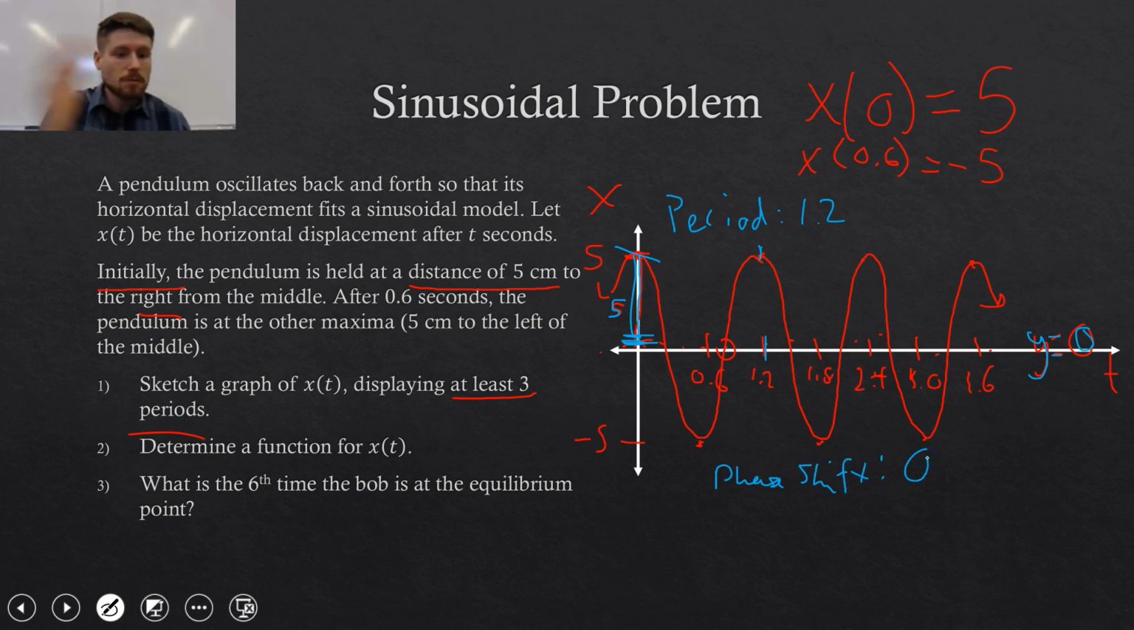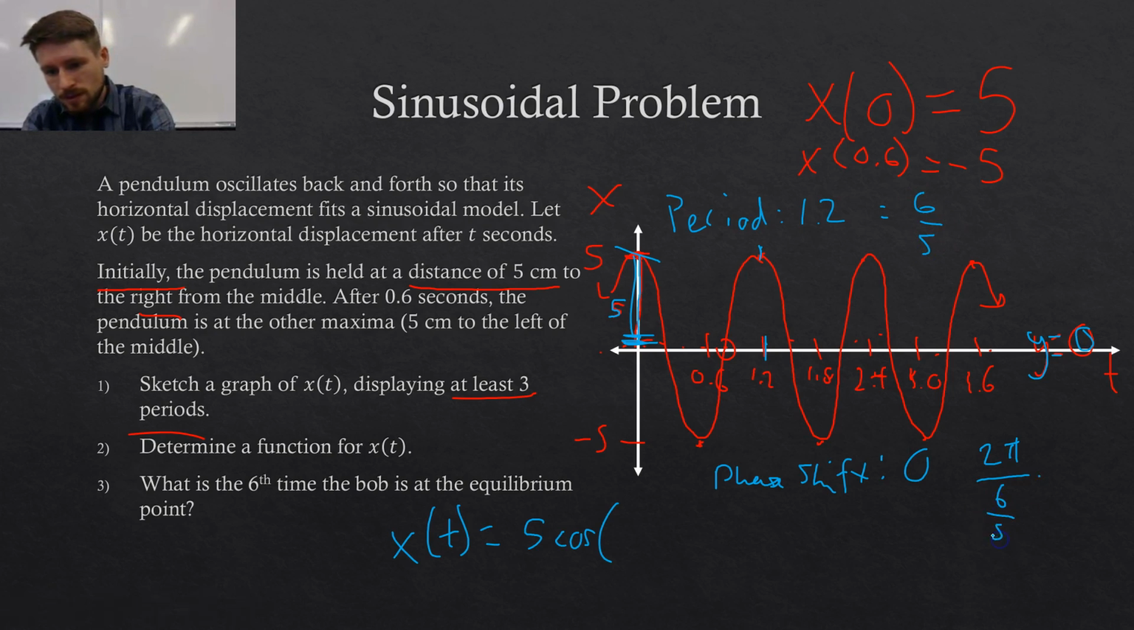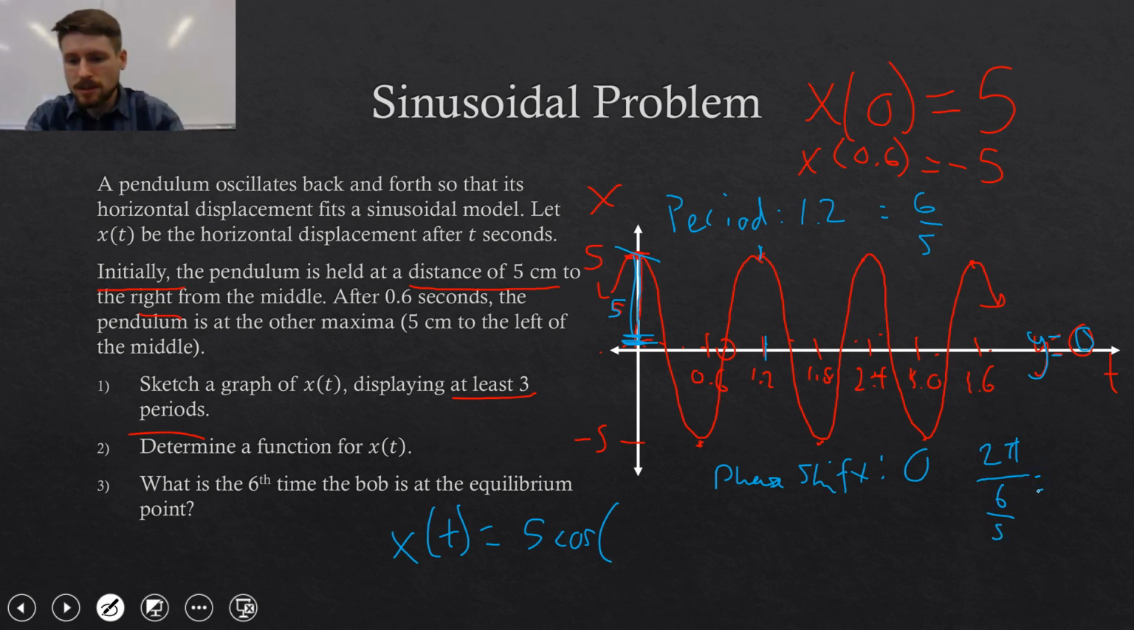Okay. So from this we'll build the function. x of t equals 5 cosine of 2 pi divided by 1.2. I'm going to simplify this. 1.2 is equal to 6 over 5. So this is 2 pi divided by 6/5, which is pi over 3, which is 5 pi over 3.